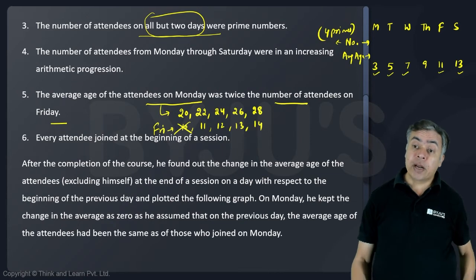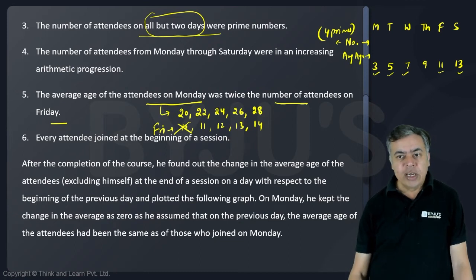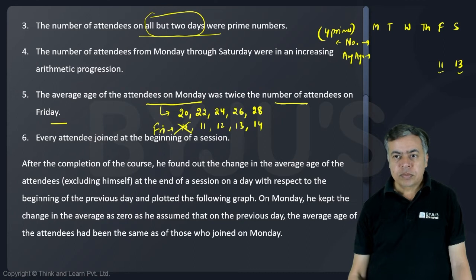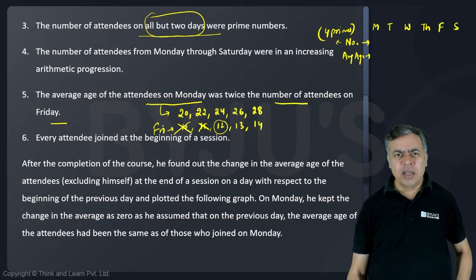There are 5 prime numbers, only 4 should be prime. Okay, so this is also gone. So that means 11 is also not possible. Okay, 11 is also not possible in case of Friday. So let's say I will take the next one. Now 12, is it possible?